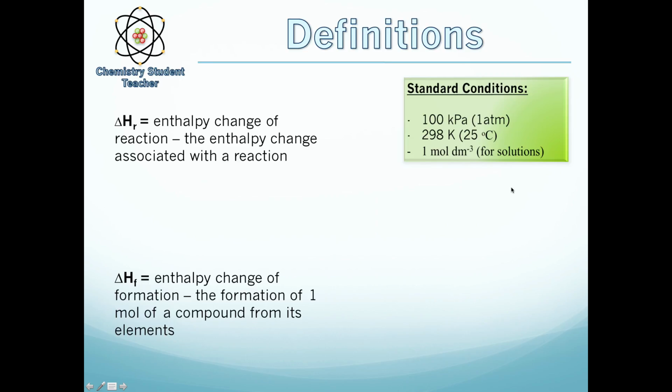Okay, so there are different definitions for different types of enthalpies. There are 4 I know for the OCR board that you need to know. But first of all, before we do that, we need to understand that all these happen under standard conditions. Standard conditions, as you can see in green here, are 100 kilopascals, which is the same as 1 atmosphere of pressure, which you're probably sitting or standing in right now.